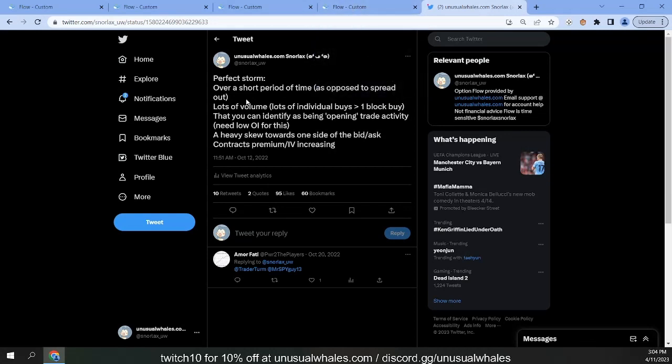You know what I mean? So just boom, boom, boom, boom, boom. So over a short period of time, lots of volume. And in volume, lots of individual buys is better than one singular block buy. We need to be able to identify the flow as being opening activity, a skew towards one side of the bid or the ask, and a contract's premium and IV increasing.